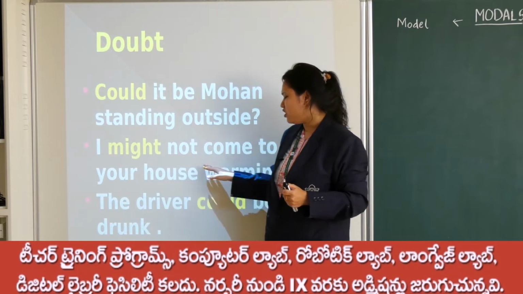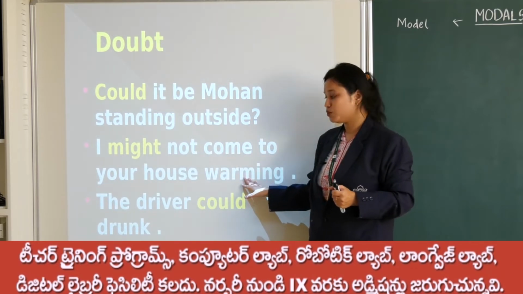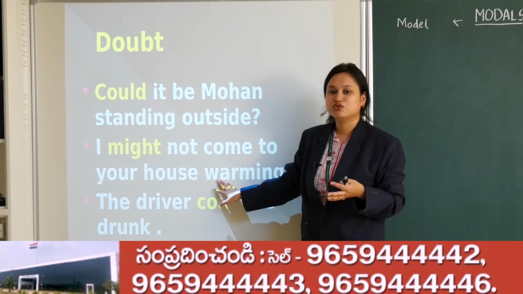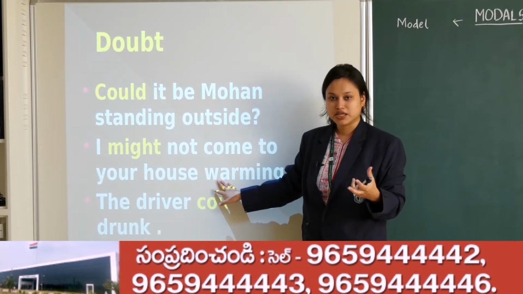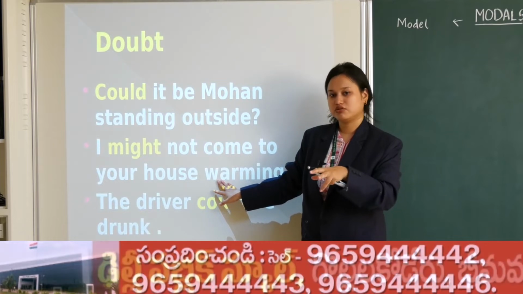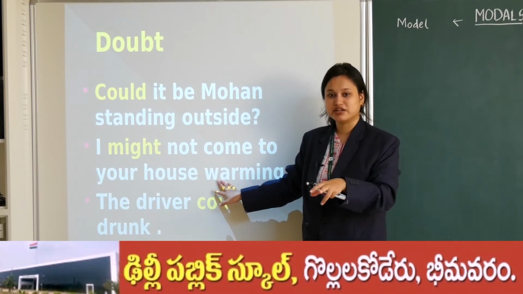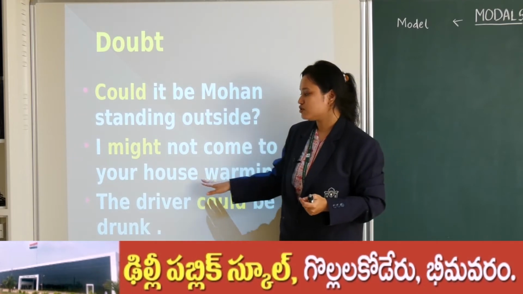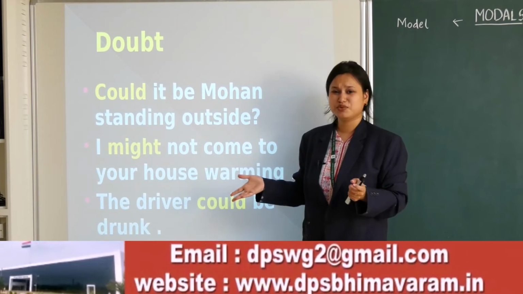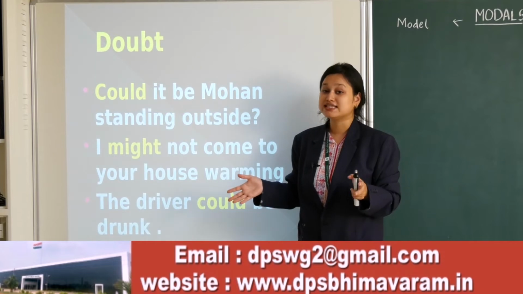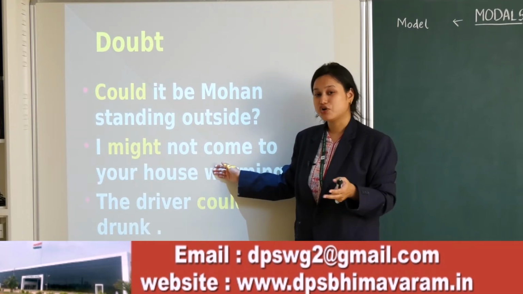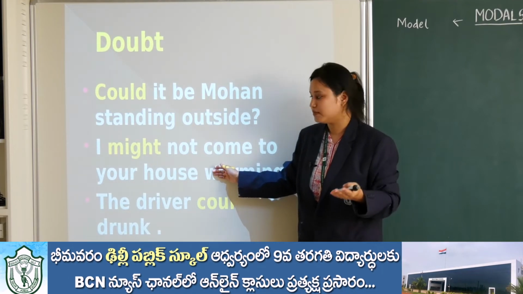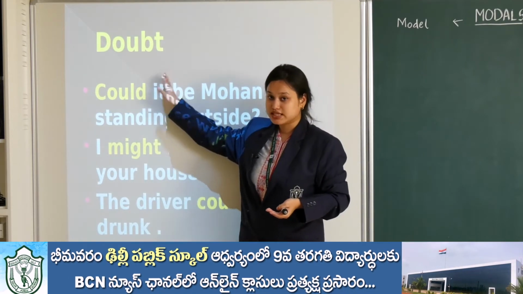I might not come to your housewarming. What is a housewarming? Housewarming parties are thrown when you get a new house or new flat. You do some kind of havan or puja or ceremonies there. That is housewarming, the first puja at your house. So someone is saying, I might not come to your housewarming. I might not come means he is doubtful. He doesn't know whether he can make it. So again he is talking about doubt, might not.